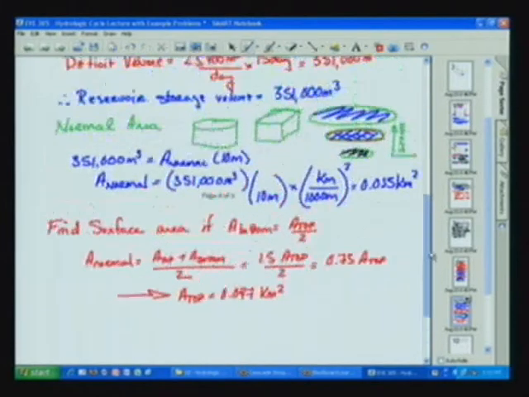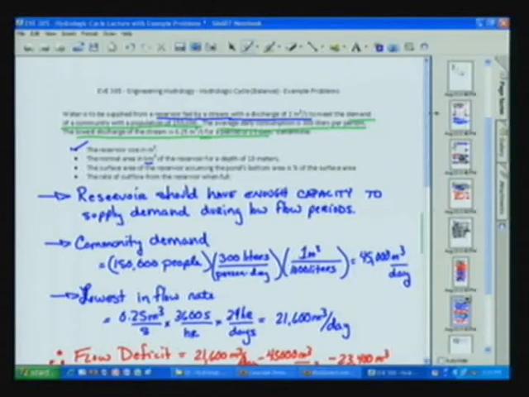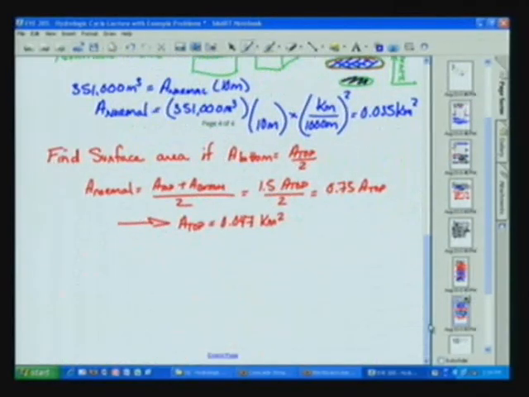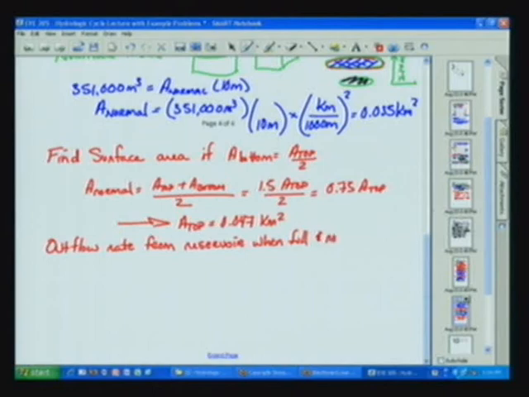And the last question we have, pardon me just a second. The last question we have is the rate of outflow when the reservoir is full. Outflow rate from reservoir when full and not in deficit.